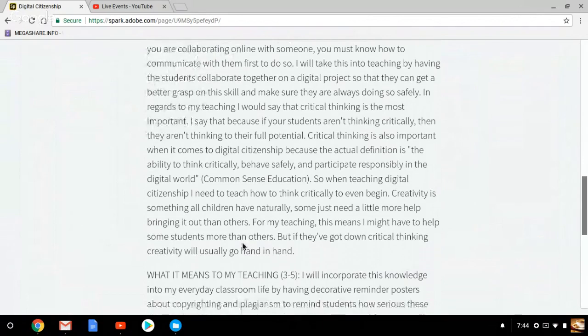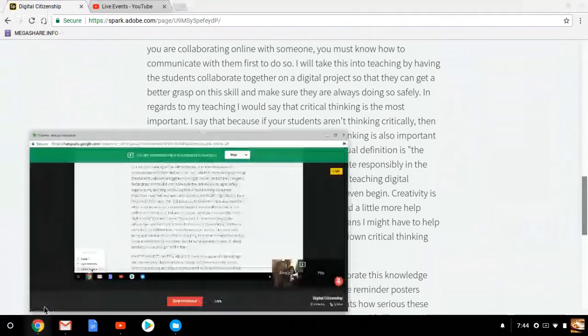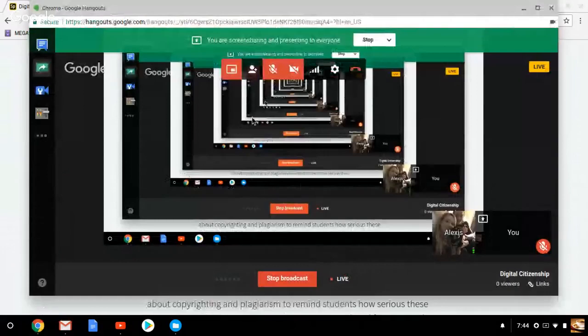Creativity is something all children have naturally. Some just need a little more help bringing it out than others. For my teaching, this means I might have to help them a little more, and I plan on doing that.